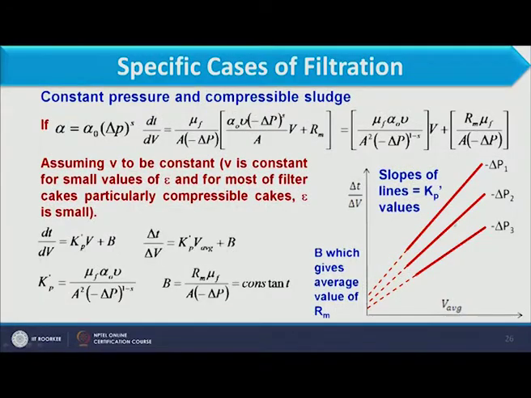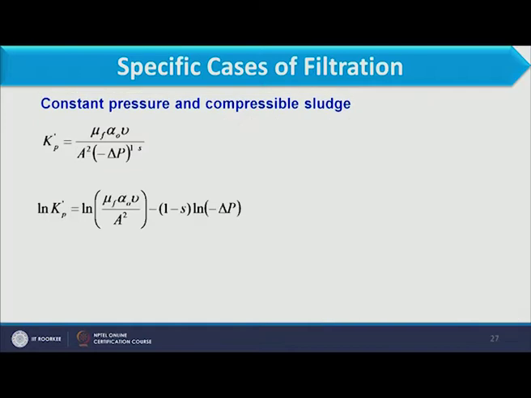Further, slope of this line will give Kp dash values. So here we have 3 lines, so 3 Kp dash values we can obtain. Further, if you see the expression of Kp dash, that is mu f alpha naught V by A square pressure drop 1 minus S. So when we take log of this expression, that should be log Kp dash equal to log of this expression minus 1 minus S log pressure drop.